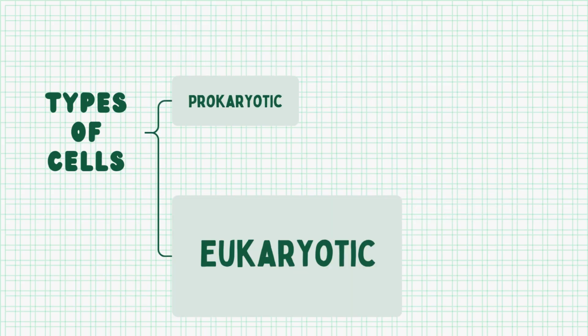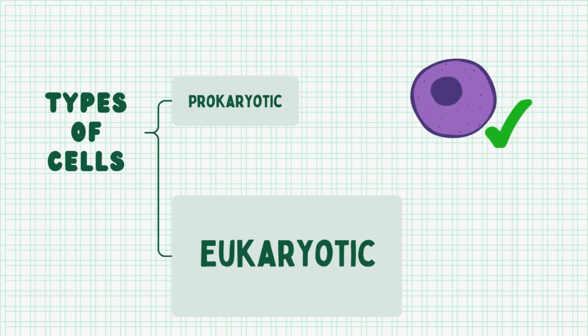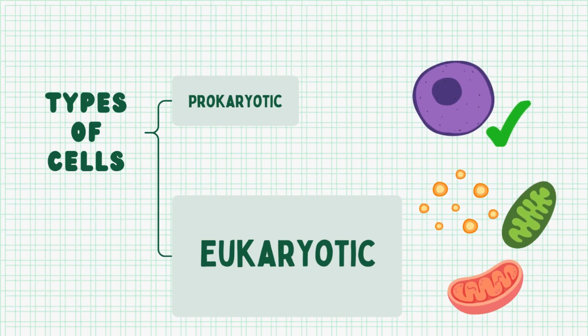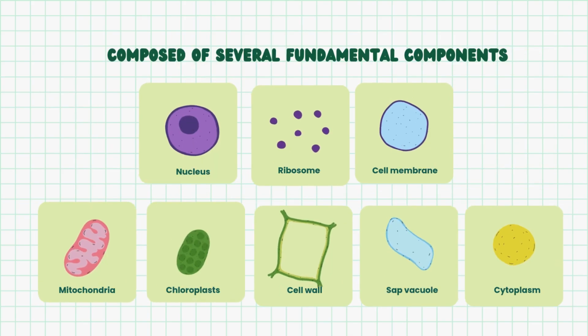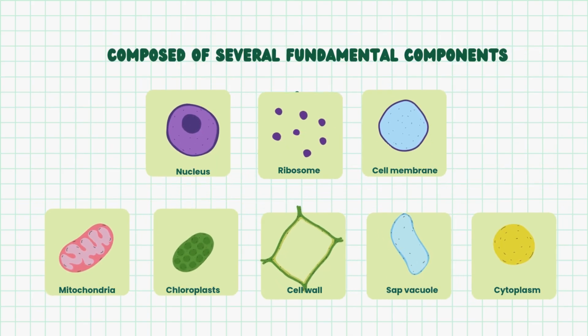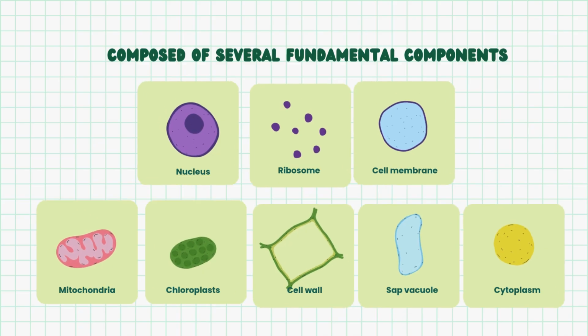Eukaryotes, on the other hand, are the organized, upgraded versions. They have a true nucleus and organelles for specific functions. All plant, animal, fungal, and protist cells are eukaryotic. A cell has several different components, and we'll now be looking at each of them in detail.